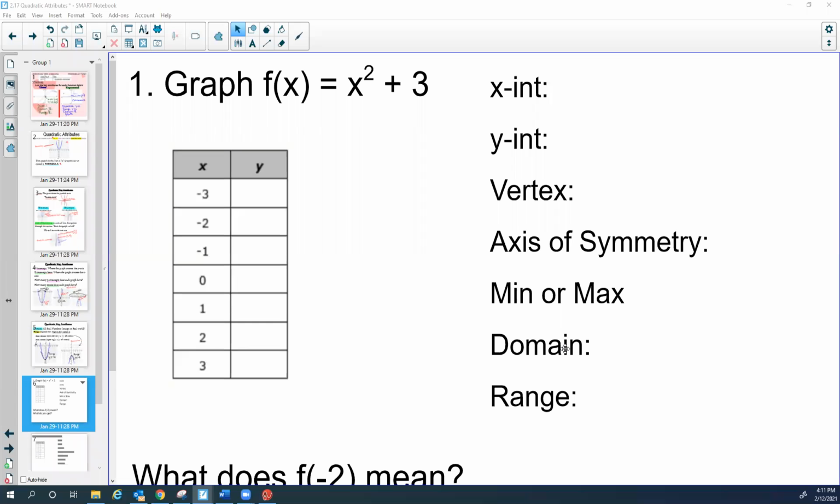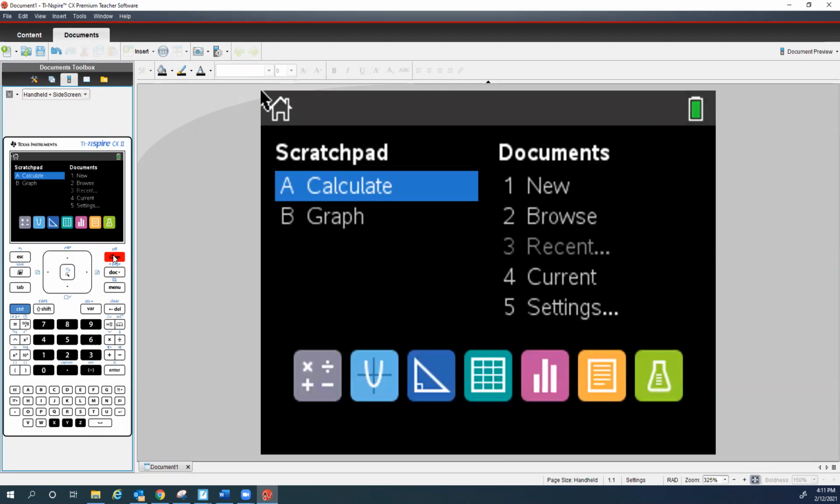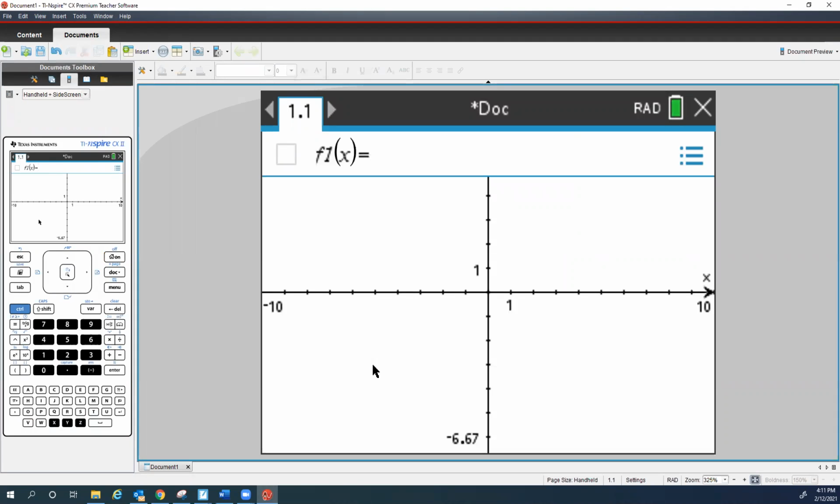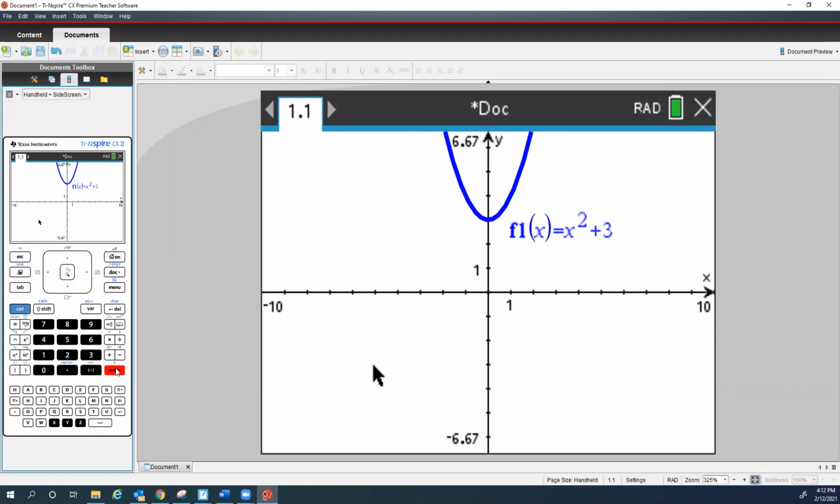All right, so we're going to go ahead and graph this equation. You should have your calculator out or open up Desmos. So in your calculator, I want to graph x squared plus 3. So I'm going to go to my graphs, and I'm going to type x squared plus 3. Enter. And I can see my graph here.